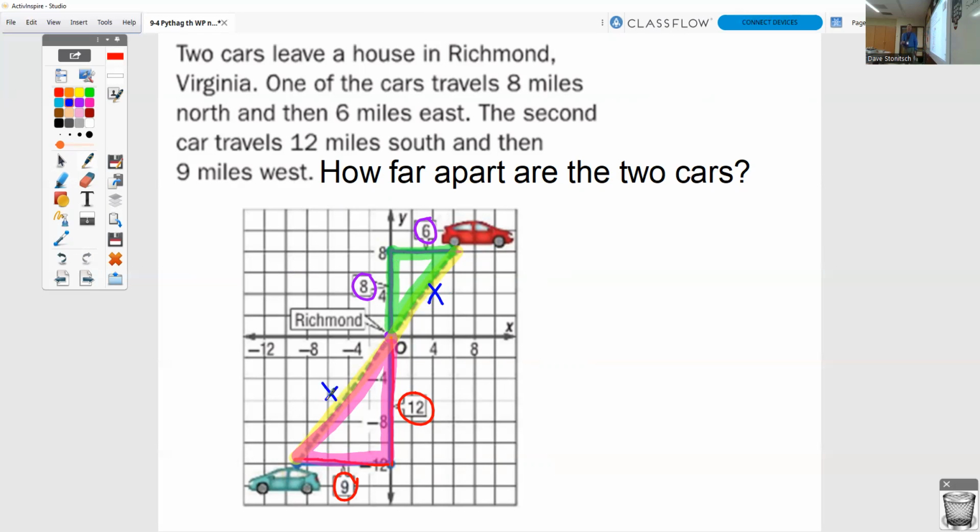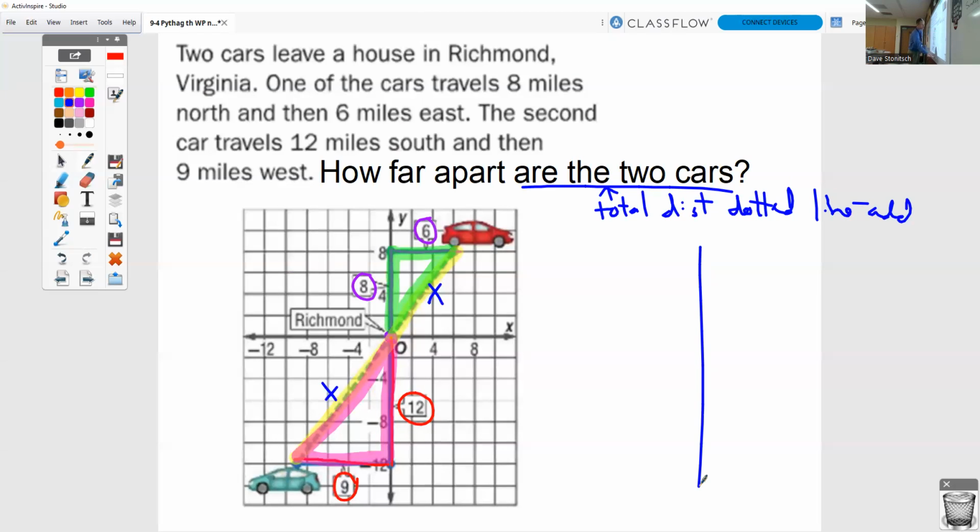All right, so you're looking for the 2 hypotenuses. Then you have to answer the question, how far apart are the 2 cars? You'd have to add your 2 answers together. So there's really 2 separate calculations that you need to do here. Because when it asks how far apart are the 2 cars, you're looking for the total distance of the dotted line. So you have to add them together, right? You have to add them together. So we have 2 separate questions here.